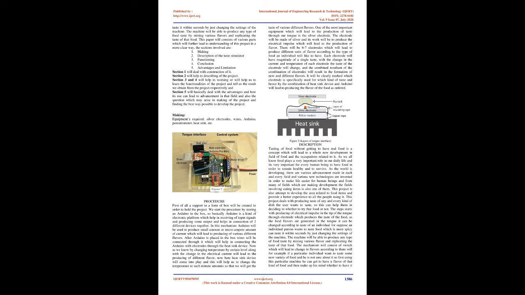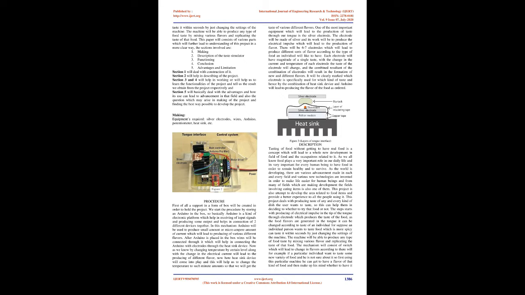This paper consists of various parts which will lead to a clearer understanding of this project. The sections involved are: 1. Making. 2. Description of the taste simulator. 3. Functioning. 4. Conclusion. 5. Advantages and limitations. Section 1 will deal with the construction of it. Section 2 will describe the project. Sections 3 and 4 will help us learn the functionalities of the project and tell us the result we obtain from it, respectively, and Section 5 will deal with the advantages and how its use can lead to advancement in that field, and also the questions which may arise in making the project and finding the best way possible to develop it.